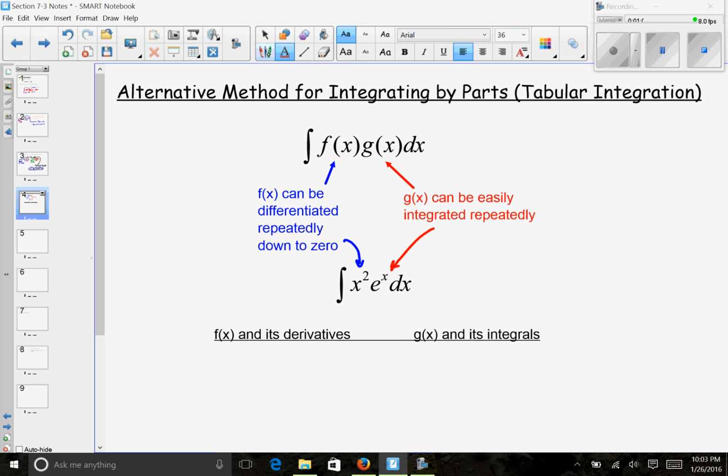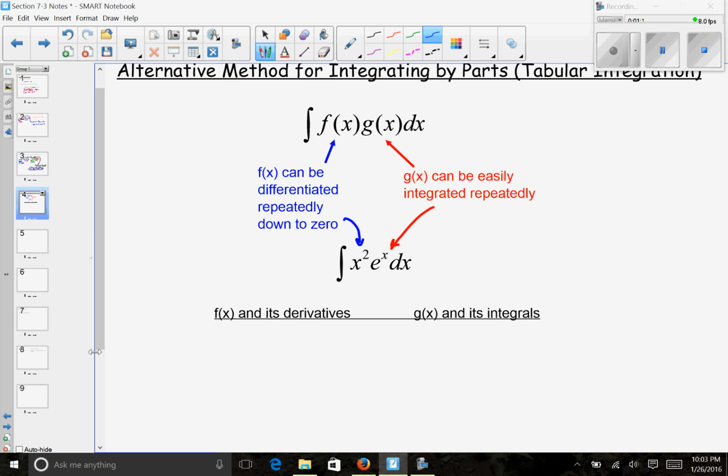So if I'm looking at the integral of x squared e to the x, like the last example where we had to do integration by parts several times, this is a method that works well for that. Well, x squared, if I keep taking its derivative, eventually goes down to zero, whereas e to the x, I can integrate over and over again. It's always going to be e to the x. But if I were to differentiate it, it would not go towards zero. It would always stay e to the x.